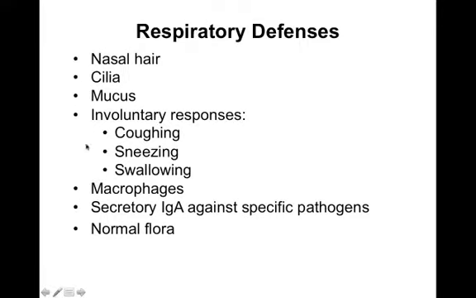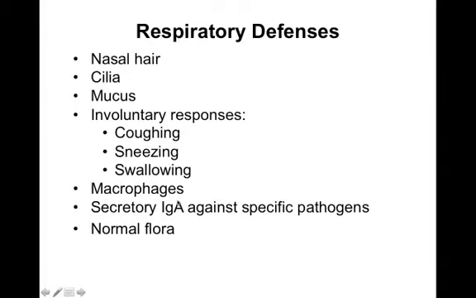There's also a lot of involuntary responses, so coughing, sneezing, and swallowing, all of which are there to push any potential pathogen out of the body or swallow it into the digestive tract, where it gets broken down by proteolytic enzymes or high pH in the stomach.